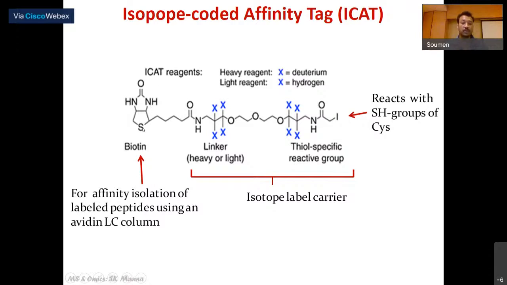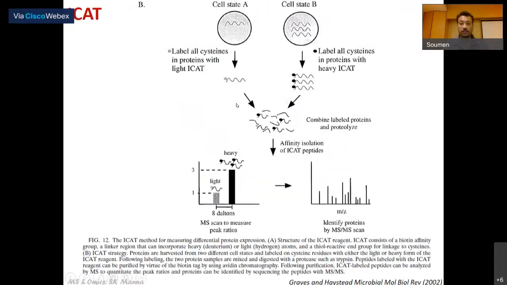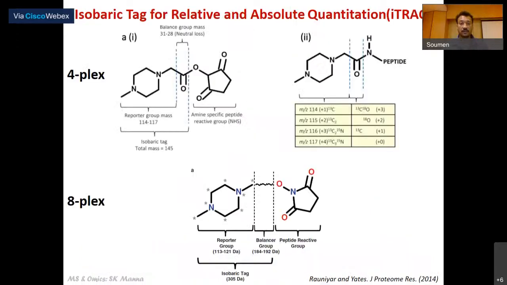With biotin, you can purify your proteins as well, using an avidin column. And then this tag will help you to distinguish two peptides. So again, you mix them and you get the ratio of heavy and light, which will tell you the level of expression, the difference in expression of proteins.